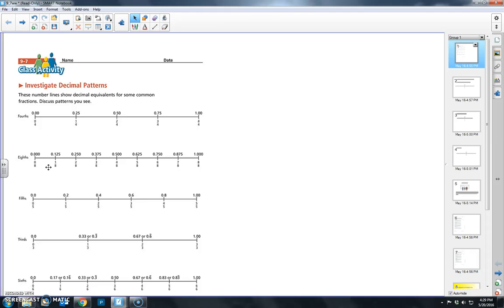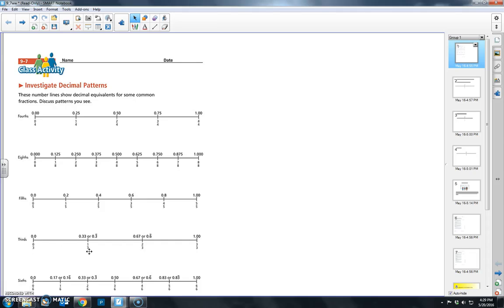Eighths, if you count by 1/8 and 2/8, you are actually counting by 0.125. So every time you add an eighth, you add 0.125. 0.125 plus 0.125 is 0.250, and so on and so on. Okay, if you're counting by fifths, it's 0.2, 0.4, 0.6, 0.8, and 1.